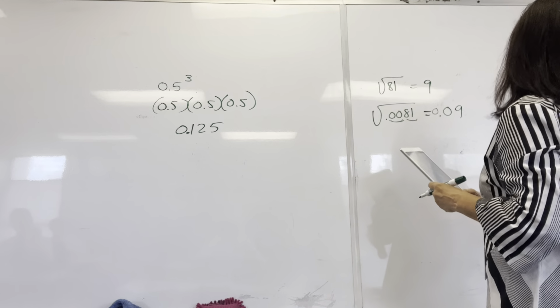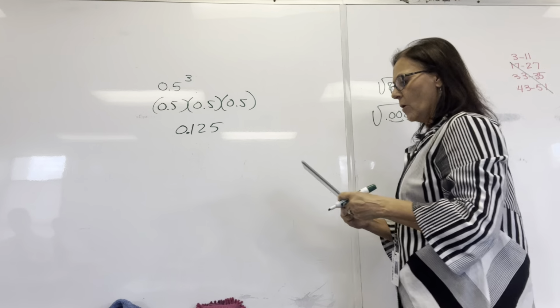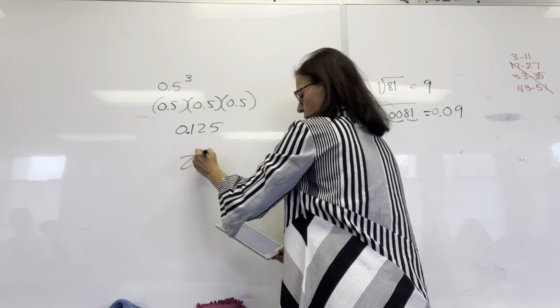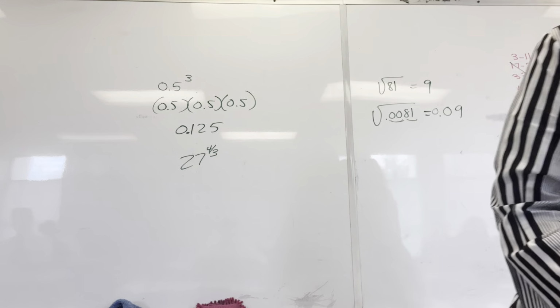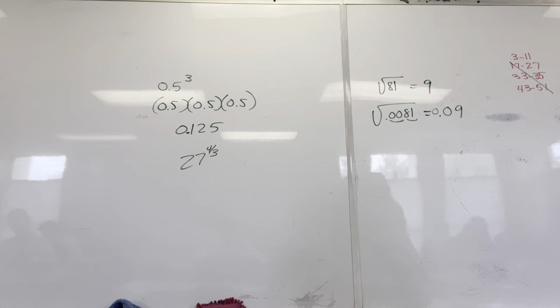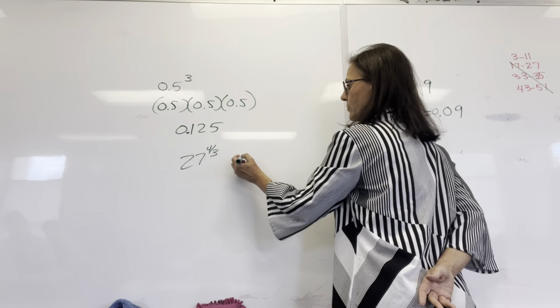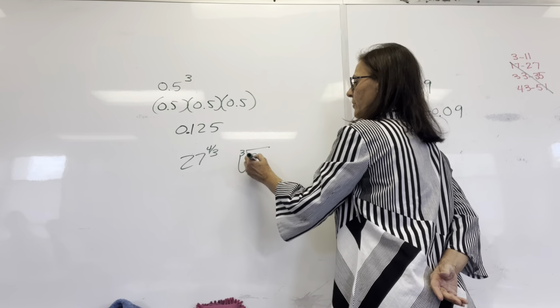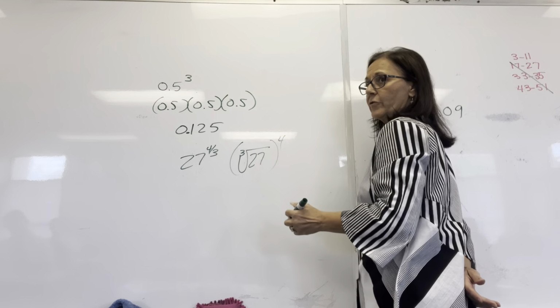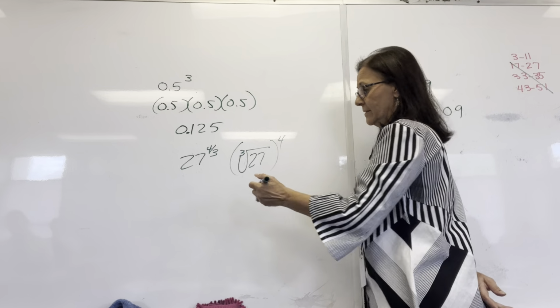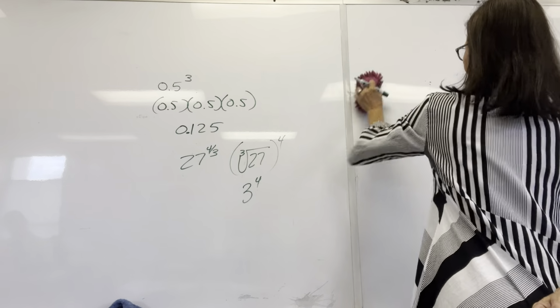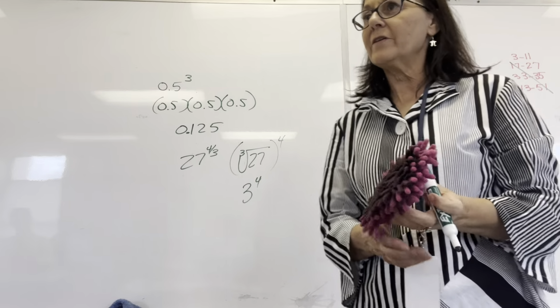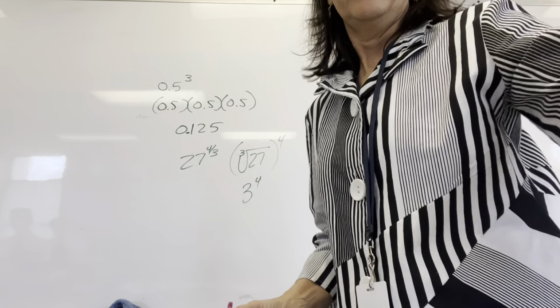That's very old math, isn't it? Yeah. Last one, 11. 27 to the 4/3. The cube root. I want to see the cube root. That would be 3 to the 4th. The cube root of 27 raised to the 4th power. The cube root of 27 is 3 to the 4th. Anybody know what 3 to the 4th is? Without a calculator.